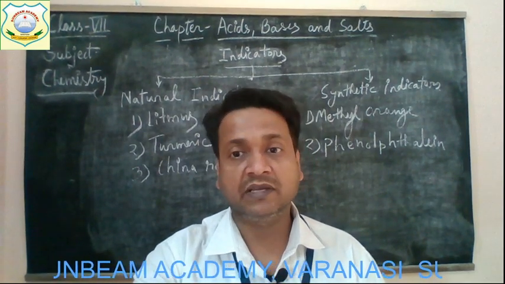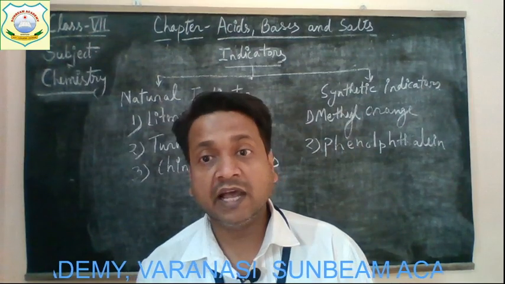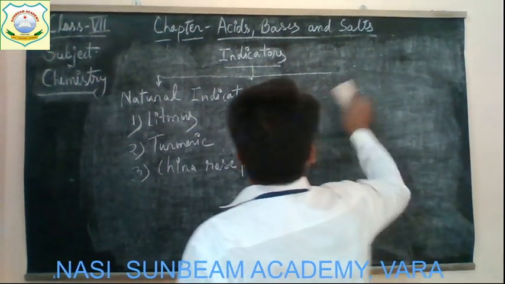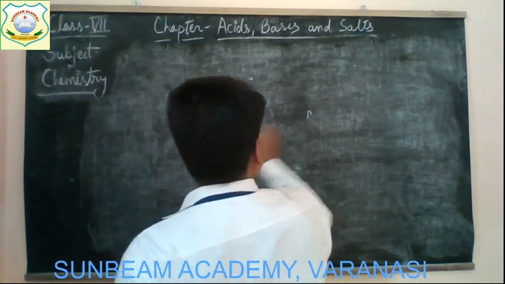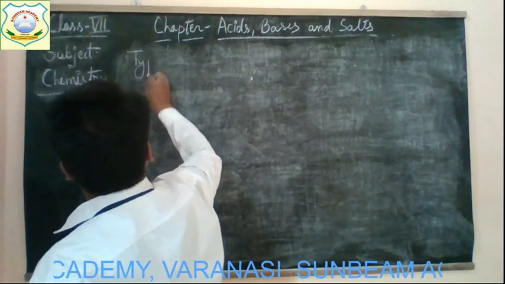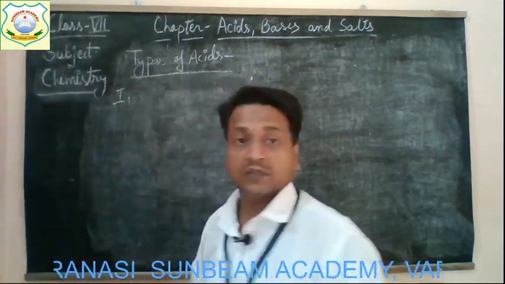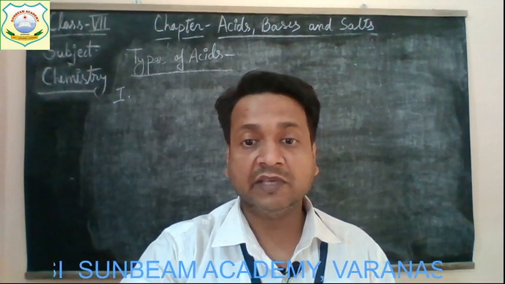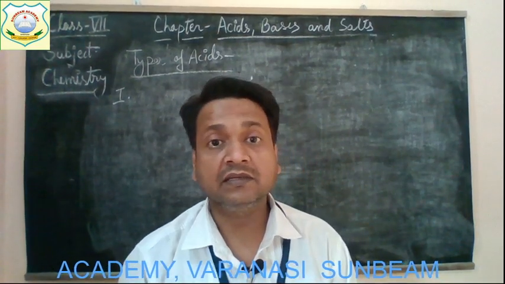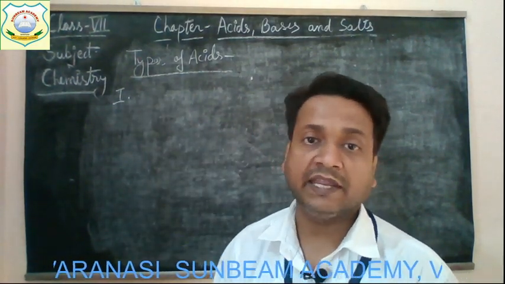All right. Now come to the next topic, children. That is types of acids. We will discuss acids, which we can divide into two categories. The first category is, as I explained in the previous class, that some acids are obtained from minerals and some are present in plant and animal products. So this group of acids are termed mineral acids and organic acids.